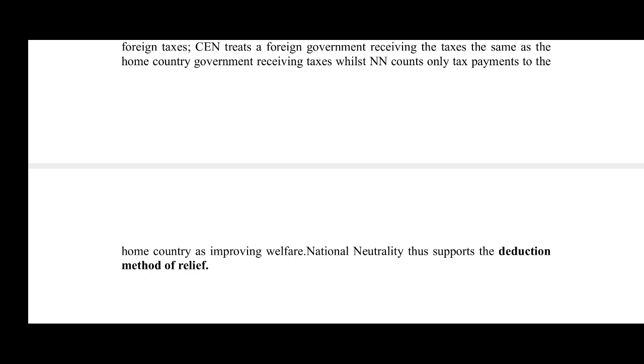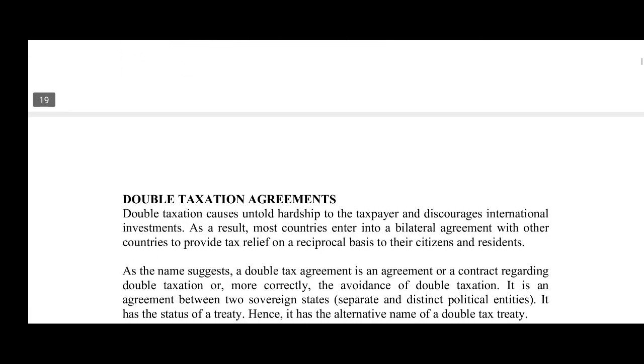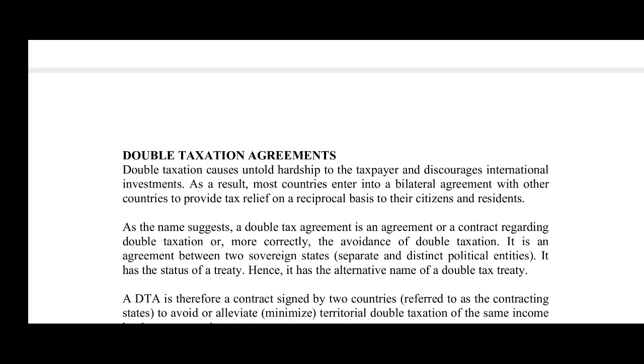So we've looked at the various methods of relief and why we relieve double taxation. Now, in our next session, we are going to be looking at double taxation agreements and what they mean, as they are the major theme or topic of your exam.